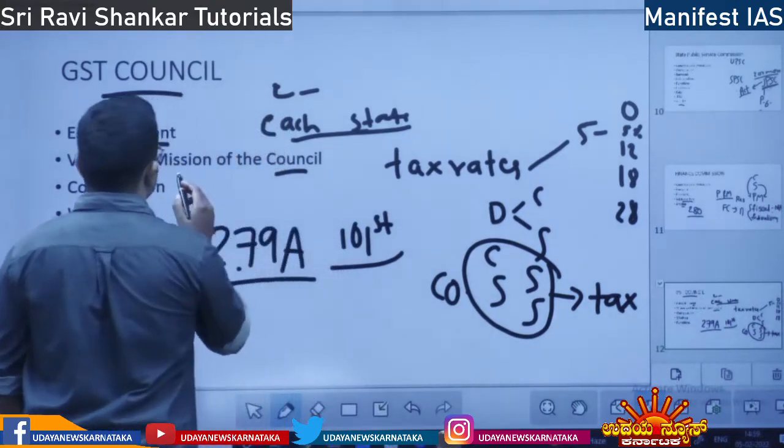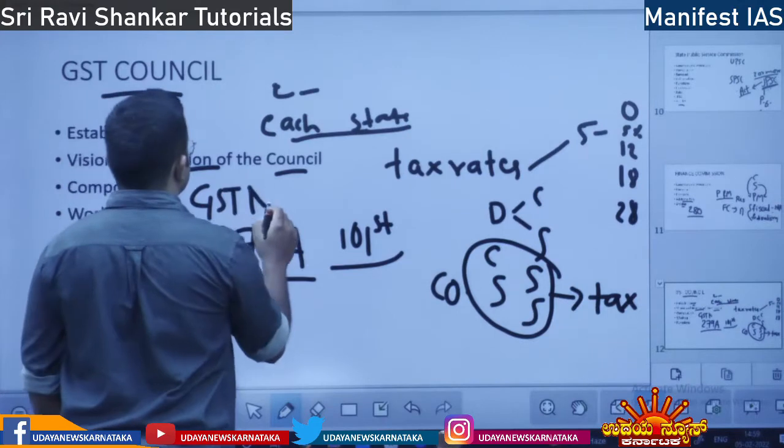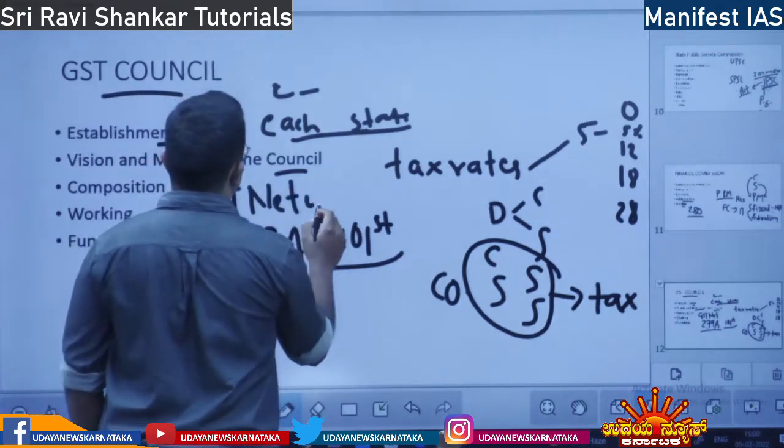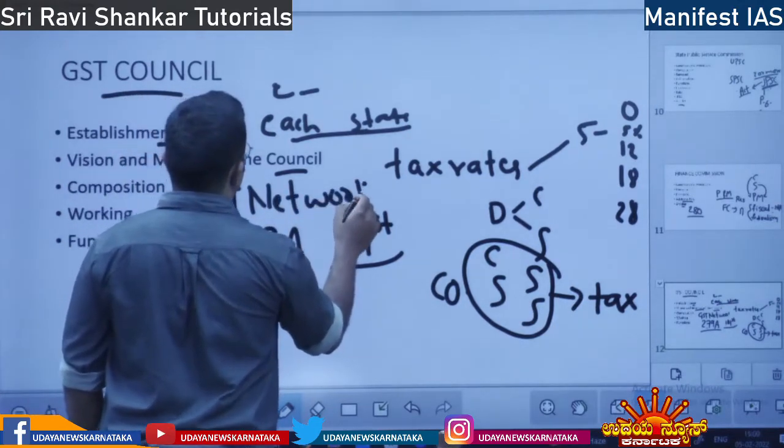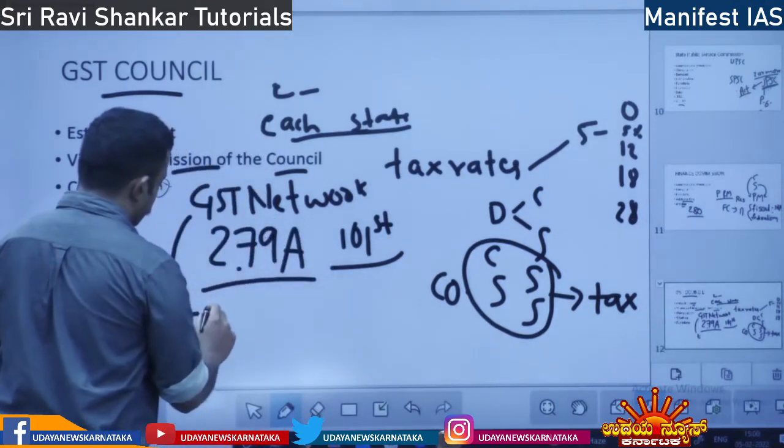So what is the technology? We have the GST network, called GSTN. One more technological factor in GST is the e-way bill.